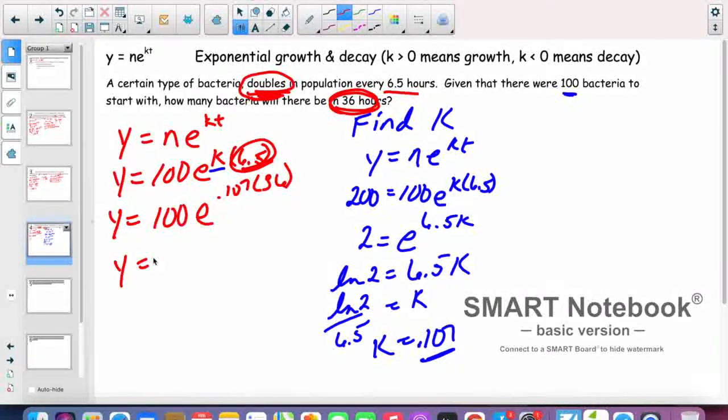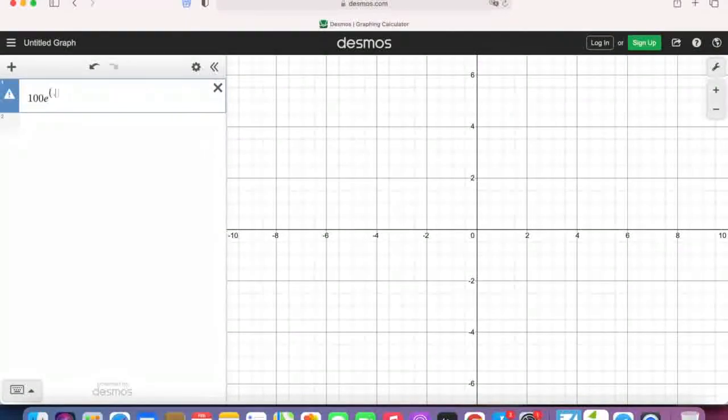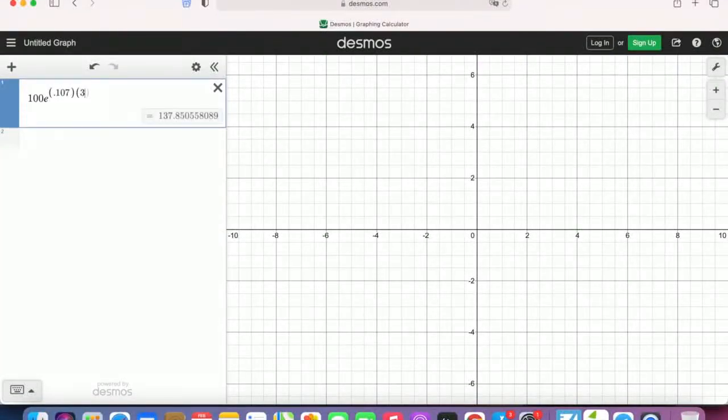100 e to the 0.107 times 36. And that gives me 4,709 if I round to the nearest whole number.